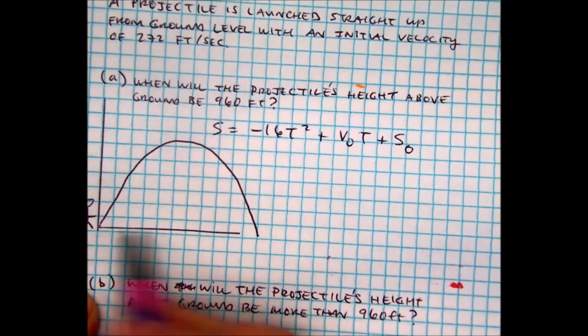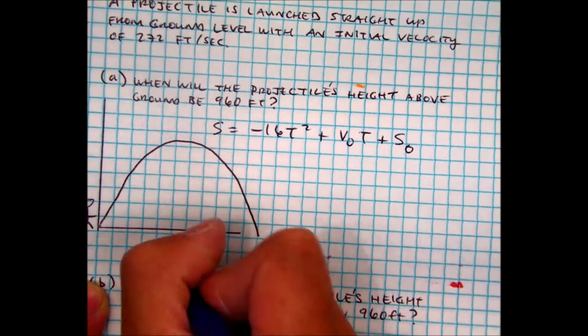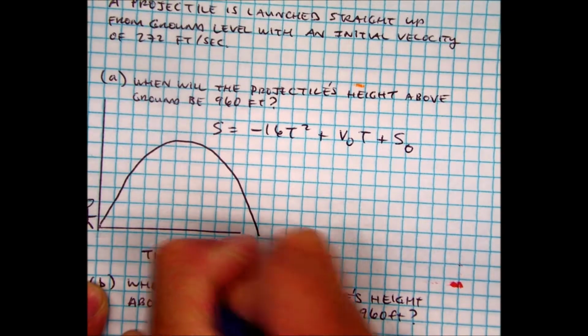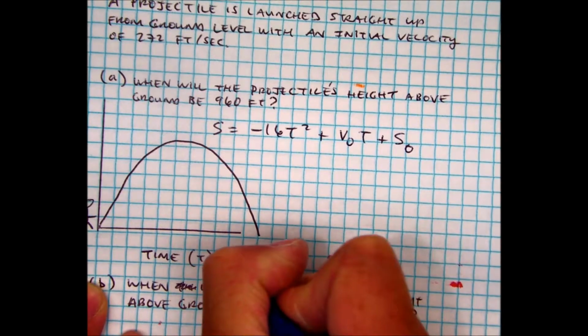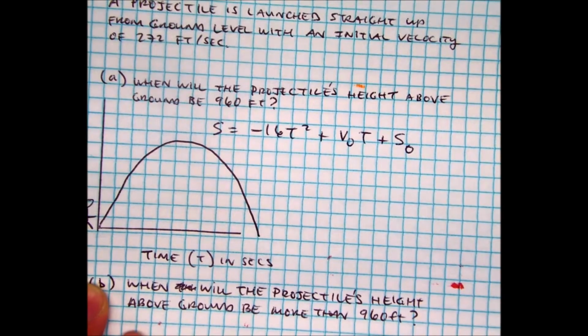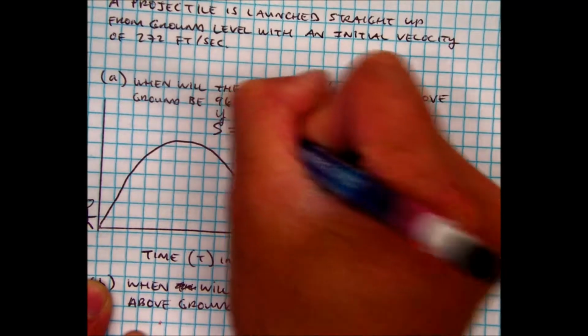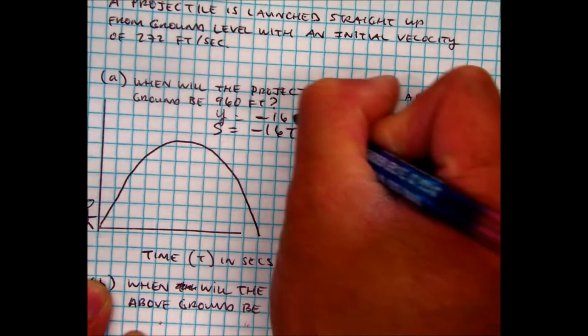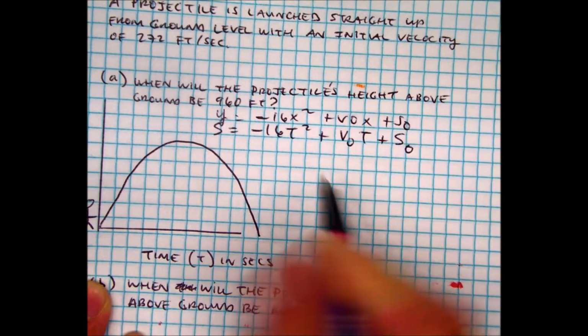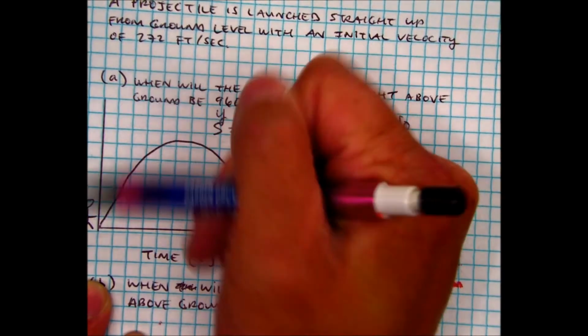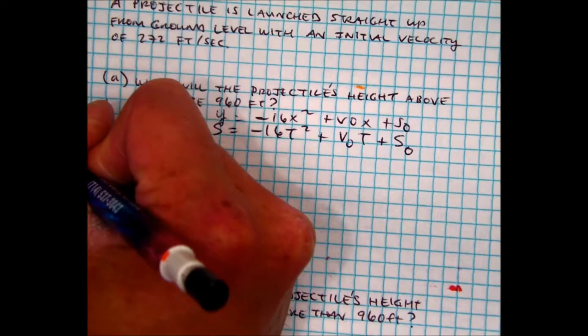So the x-axis is going to be our independent variable, that's time, measured in seconds. So t measured in seconds. And remember I told you guys it's like writing a function with y's and x's. So your y, your vertical axis, is going to be s, above ground in feet.